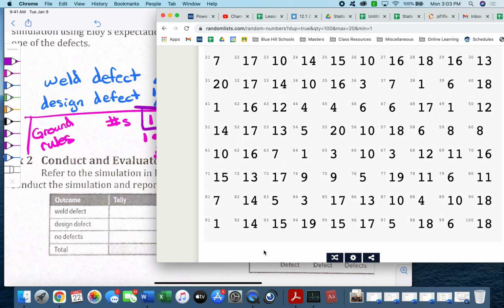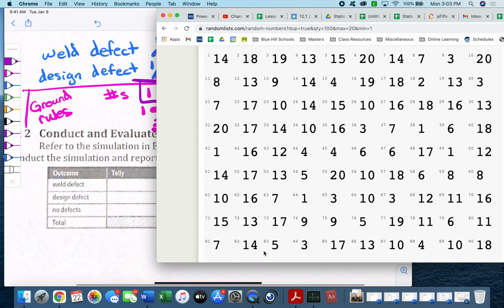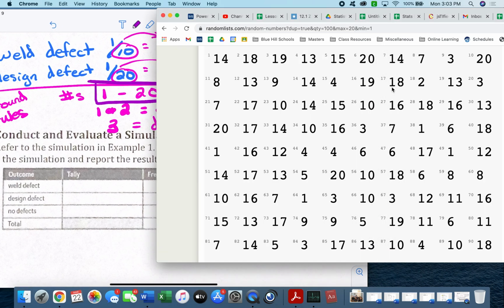So, looking through those numbers, if it's a 1, a 2, or a 3, then that means it's defective, okay? We said weld defects. I'm going to go over here. If you guys can look over here onto the side, I'm going to try to have these screens going on at the same time. Let me move him over. Weld defects occurred with 1s and 2s. A design defect was a number 3.